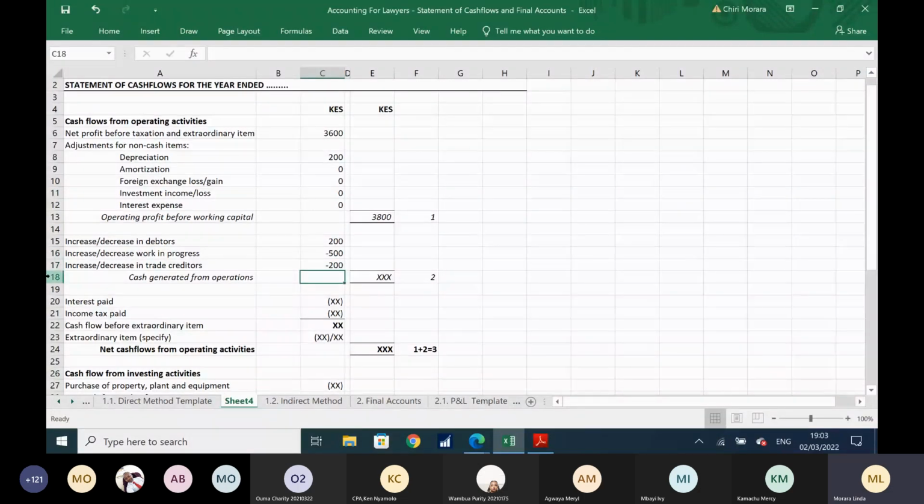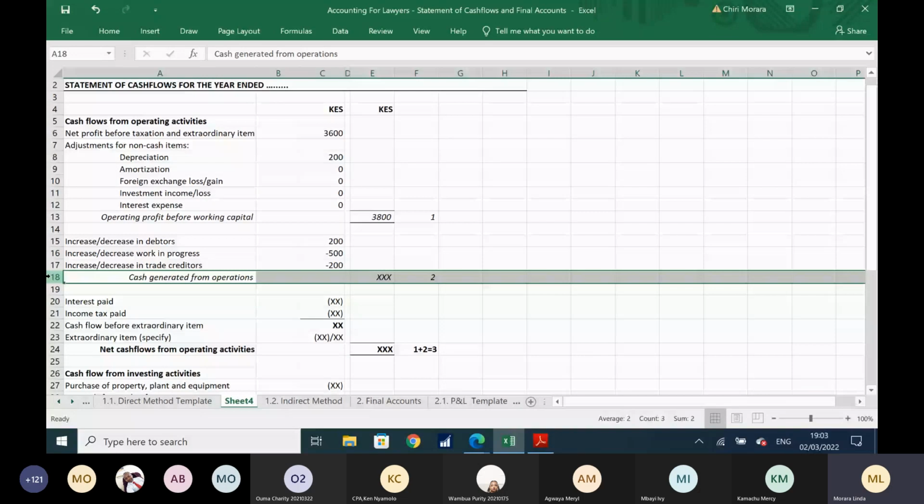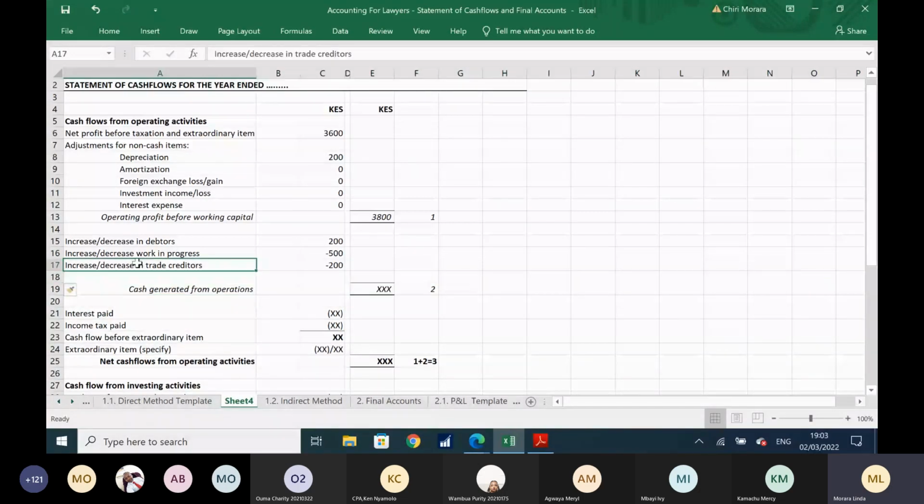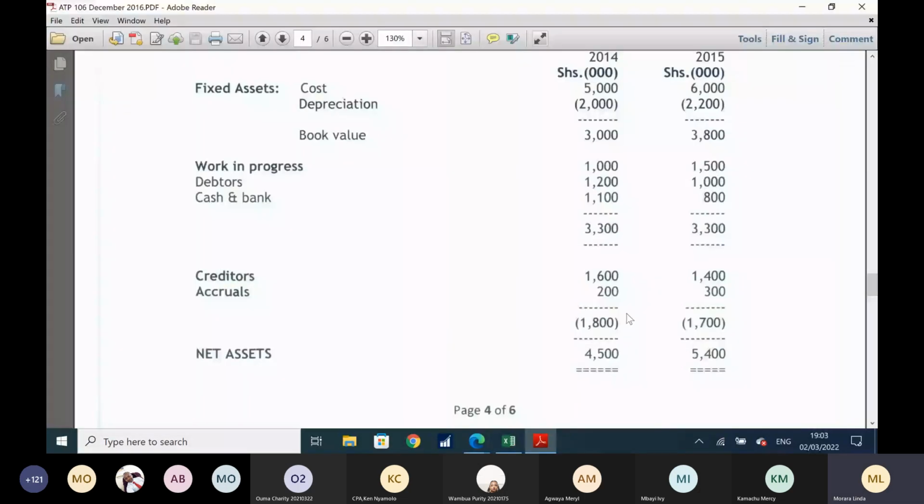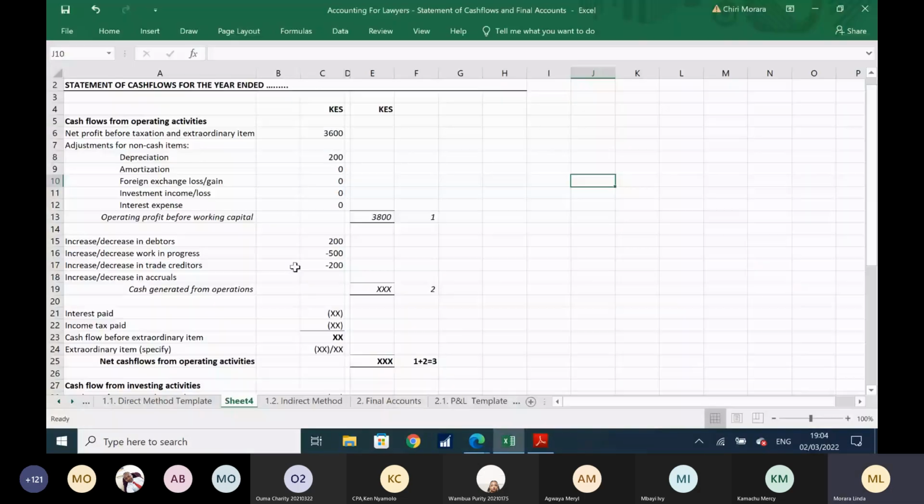Let me insert, I can just do movement in accruals for better clarity. Good. So for the accruals, at the beginning, we were supposed to pay 200. But right now we are supposed to pay 300. So in a sense, someone has financed us, like they have allowed us to sit on 100 more of their money. Sorry, it's 100 bob.